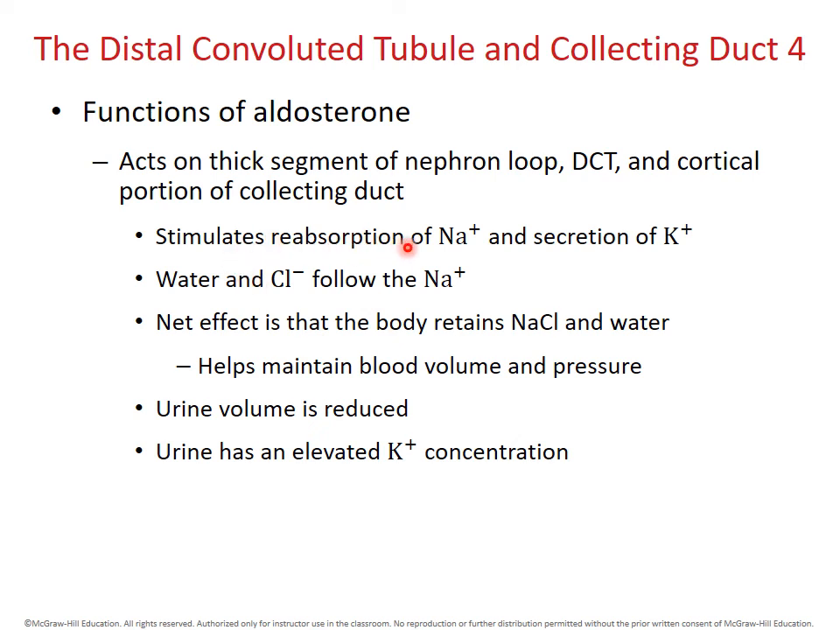Again, as we reabsorb sodium, pull it out of the tubular fluid and get it back into the bloodstream, water is going to follow because it is a solute that it's following, and chloride will follow because of the electrical attraction. And so the net effect of aldosterone is to increase both sodium and chloride and water concentrations in the blood. It does also reduce potassium levels in the blood.